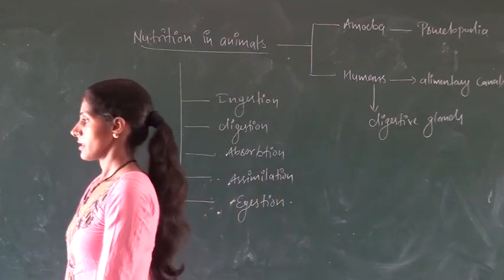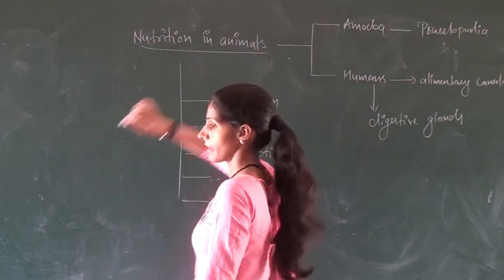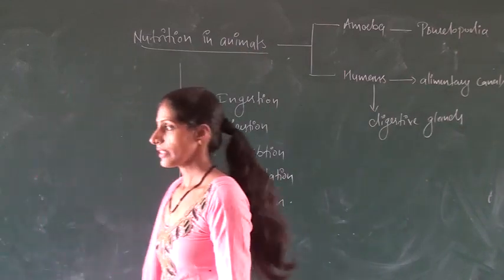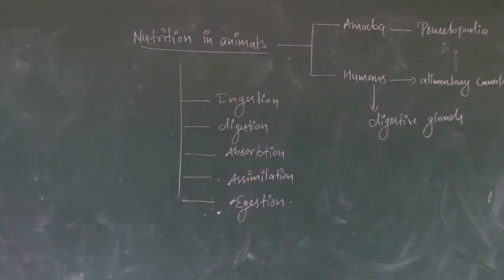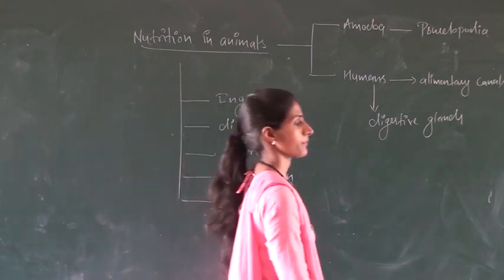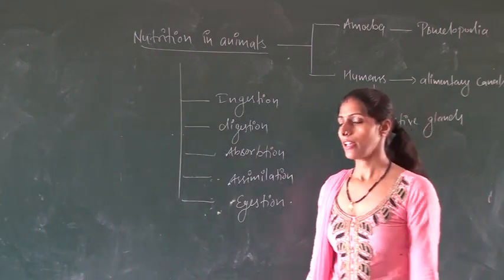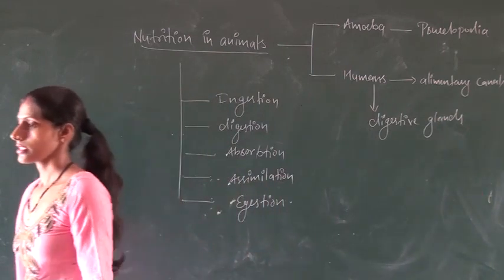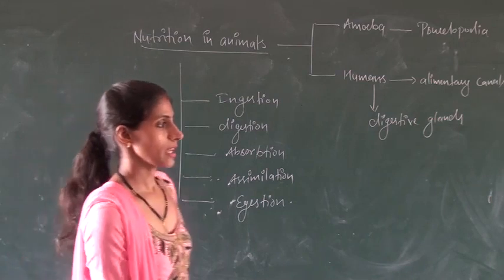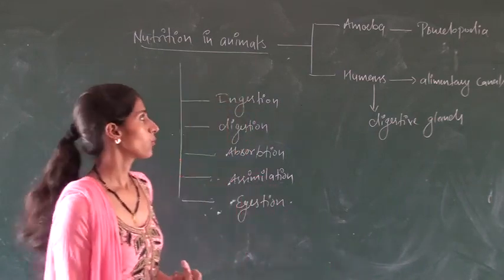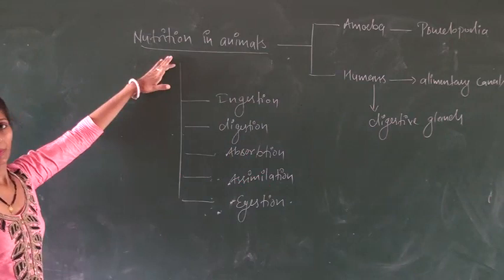Today we will discuss nutrition in animals. Yesterday we discussed the nutrition process in plants. Now, how does the nutrition process take place in animals? In a unicellular organism, a single cell is responsible for the nutrition process. But in a multicellular organism, a digestive system works for the nutrition process.